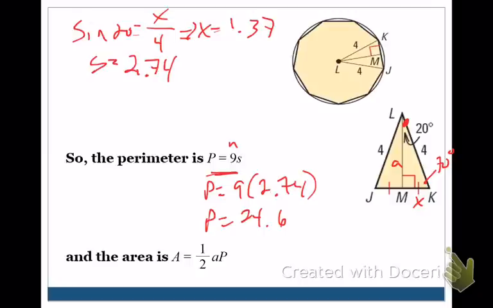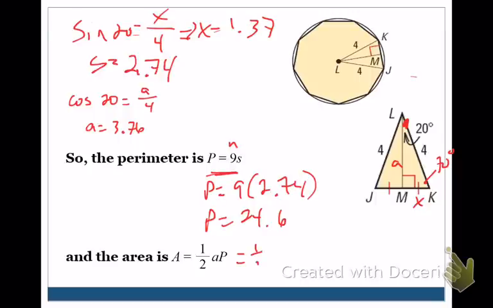Now, we also need the apothem in order to get the area. So we go back to our right triangle from this angle here, which is 20 degrees. We know the hypotenuse, and we need to find the adjacent. And so that's cosine. So cosine of 20 is equal to the adjacent over the hypotenuse. Since a is up high, we're going to multiply 4 times cosine 20. And we get 3.76 as the apothem.